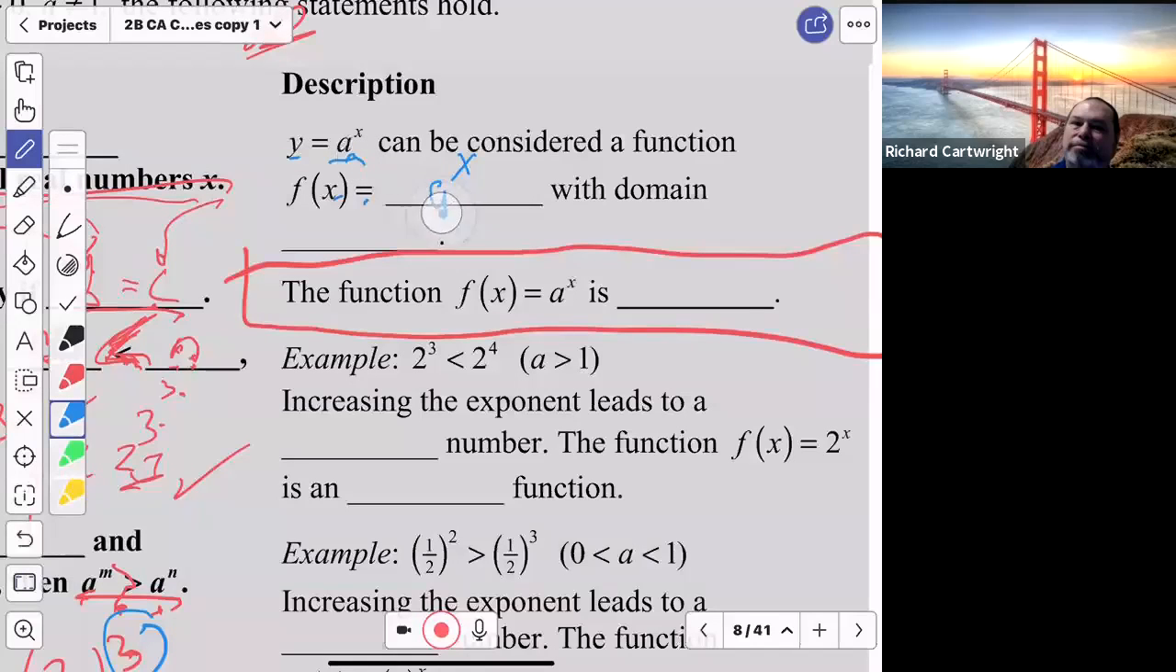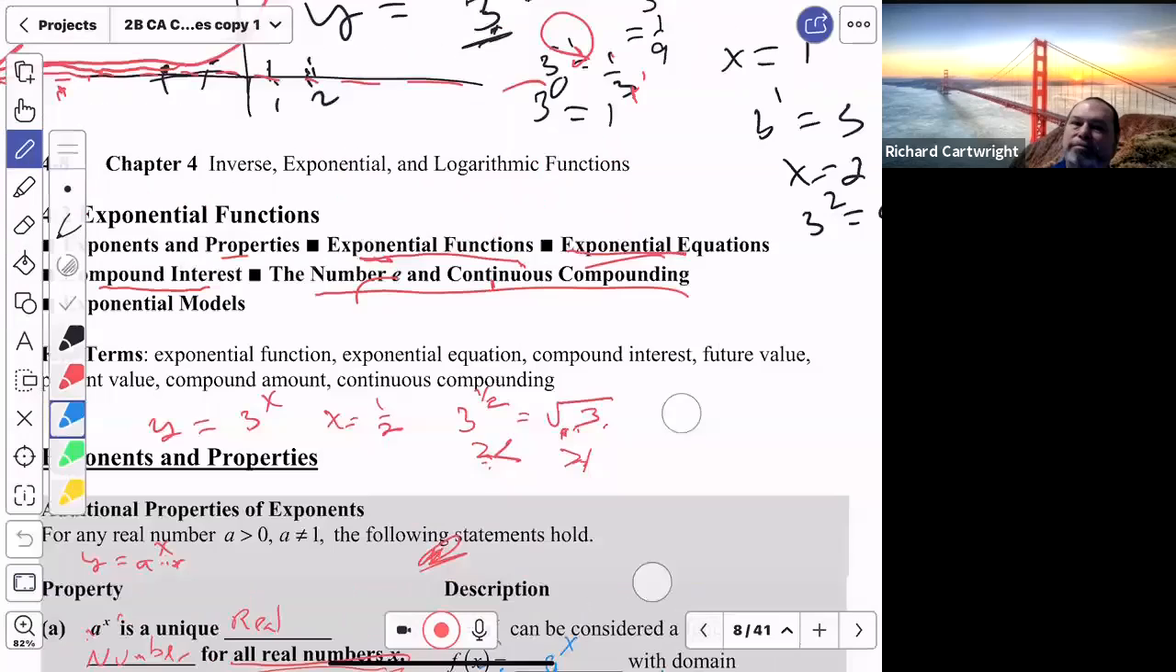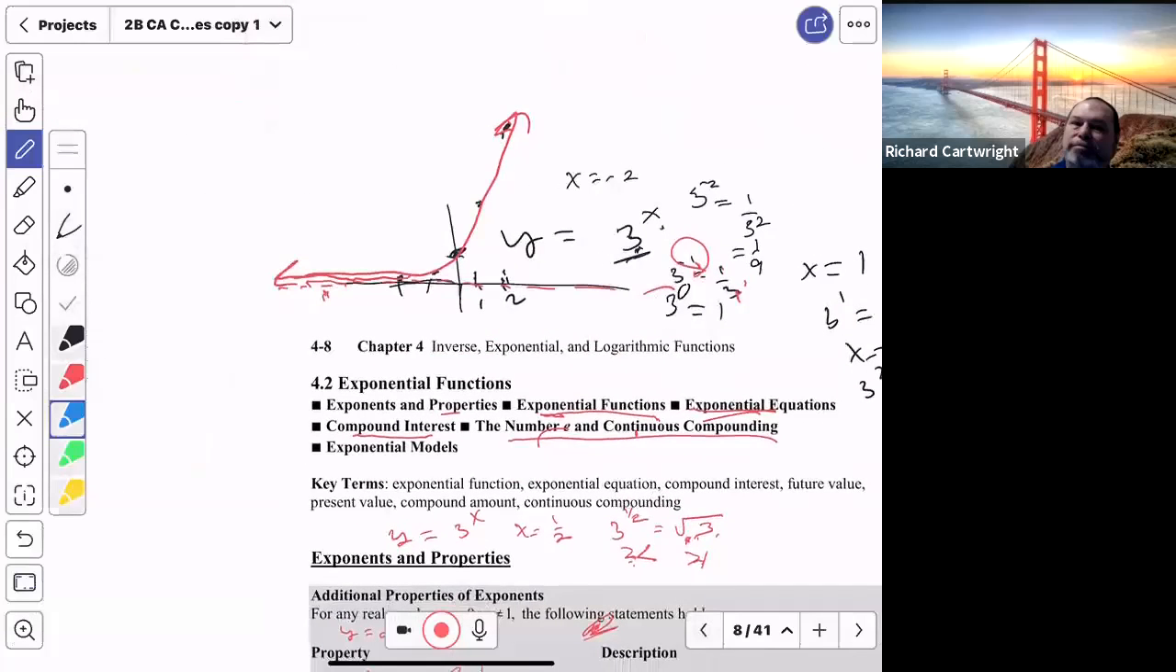A can be a lot of different numbers. And with the domain, well, I just showed you a picture of one of them up here. The domain is all possible x's. And as it goes to the left forever and ever, it's all possible x's all the way to negative infinity. It never crosses the x-axis, though.